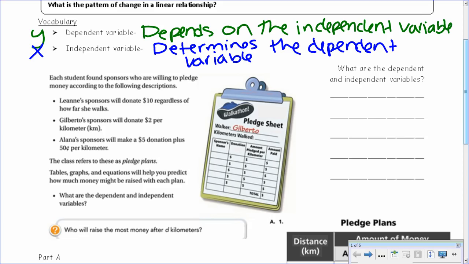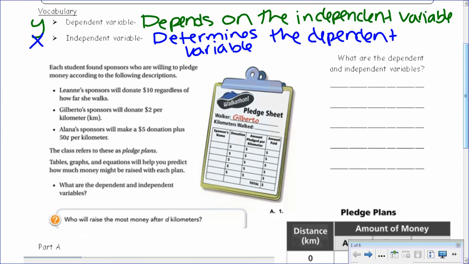Does everyone understand what they're talking about here? That's what they're doing here. These people want to run or walk as many kilometers as they can because they want to raise as much money as they can to help out whatever foundation or fundraiser they're doing. So that's what they're doing here. It says, what are the dependent and independent variables? Is it our money? Is it the distance? Is it the type of people? Is it the number of people? That's what we're asking right here.